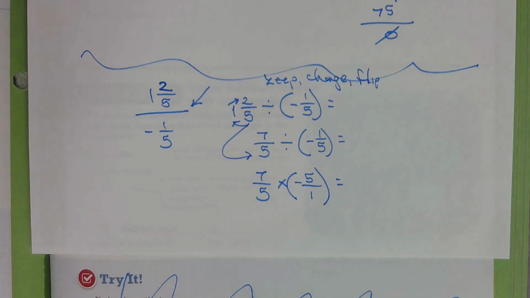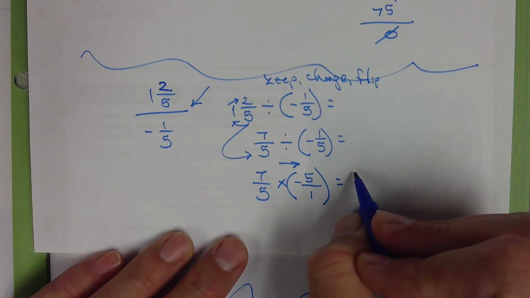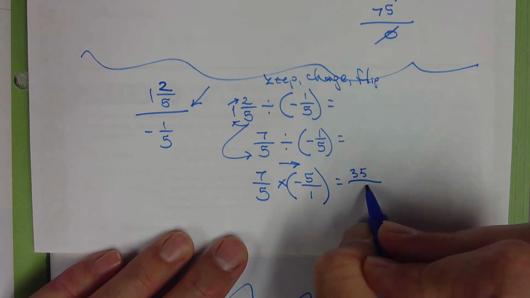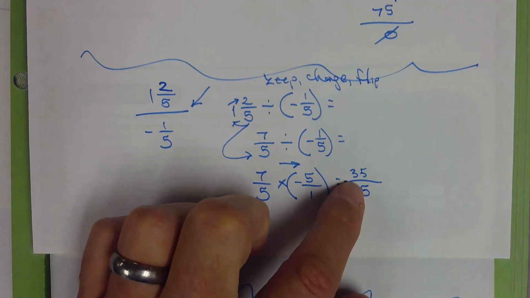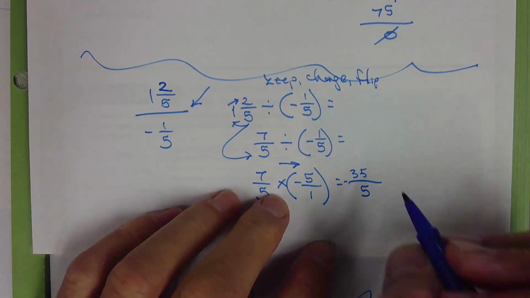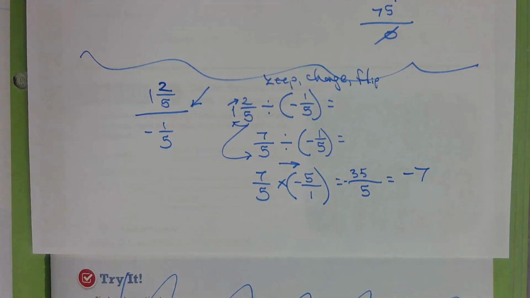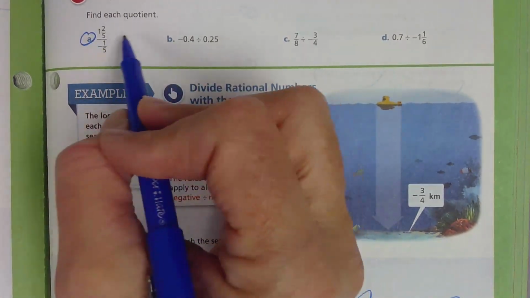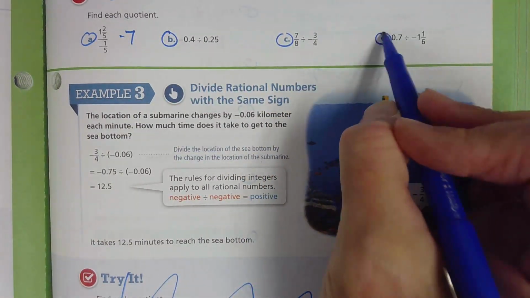Now, when you multiply two fractions together, just go straight across. What's 7 times 5? 35. What's 5 times 1? Don't forget that negative. How many times does 5 go into 35? 7 times. It's a negative. And there's the answer to A, which I want you to do. It's a negative 7. And we're going to do B, C, and D.